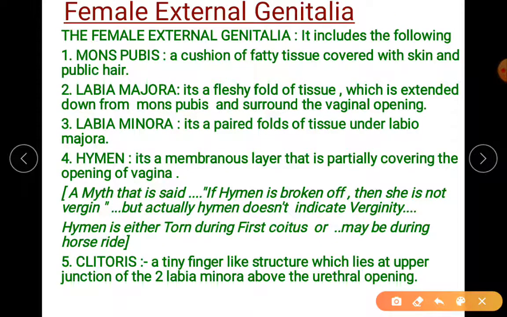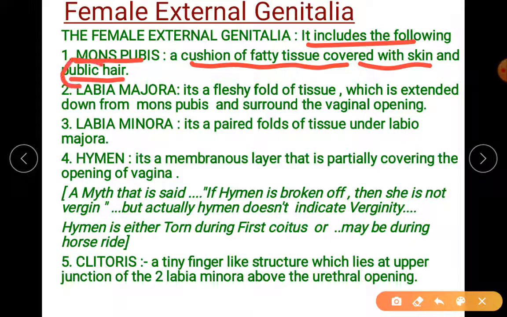Then the next part is the female external genitalia. Here, all of these which I have written can be asked for a 1 mark question, or the whole question can be asked for 5 marks: write a note or describe the parts of female external genitalia. You should be able to write all these 5 parts. So let us understand what all it includes. Mons pubis. The mons pubis is a cushion of fatty tissue covered with skin and pubic hair.